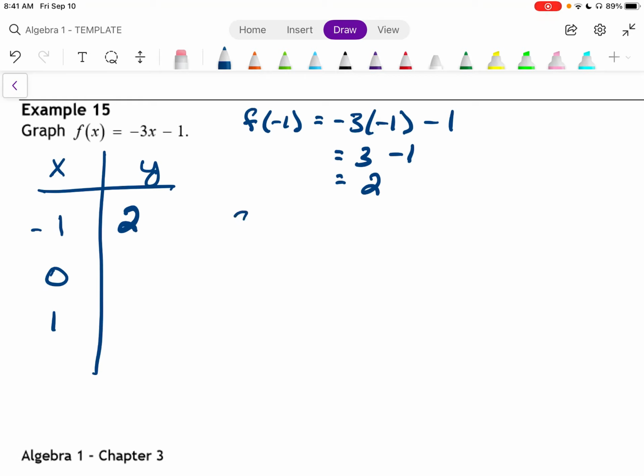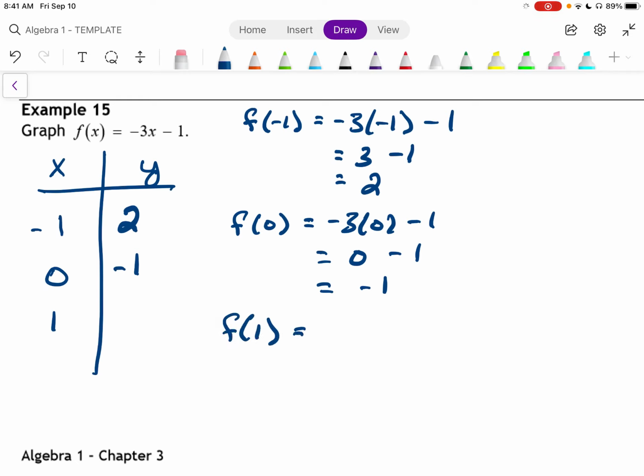Now I'm going to plug in 0. f of 0 is negative 3 times 0 minus 1. 0 minus 1 is negative 1. f of 1 is going to be negative 3 times 1 minus 1. So we get negative 3 minus 1, which is negative 4.